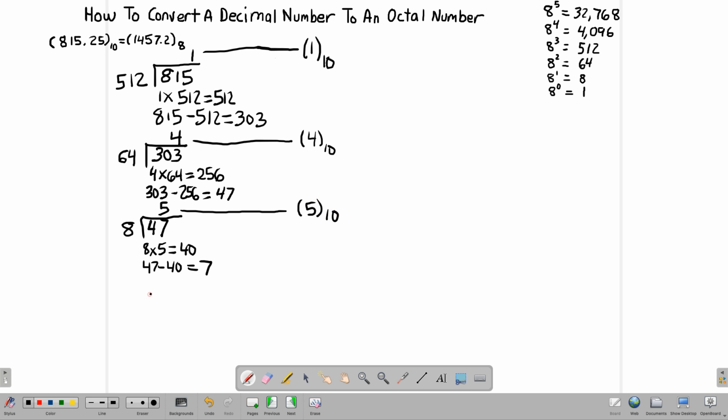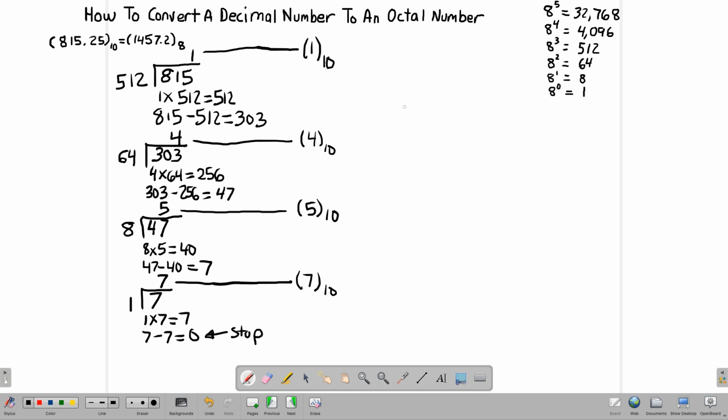We take the value 7 and also divide by a multiple of 8. We want the highest value without it being greater than 7. In this case, it's 8 to the 0th power, which means the value 1. 1 goes into 7 seven times. So we have 1 times 7 equals 7. And 7 minus 7 leaves 0. This indicates a stopping point right here. And so we keep track of our quotient, and that's the value 7 in base 10.